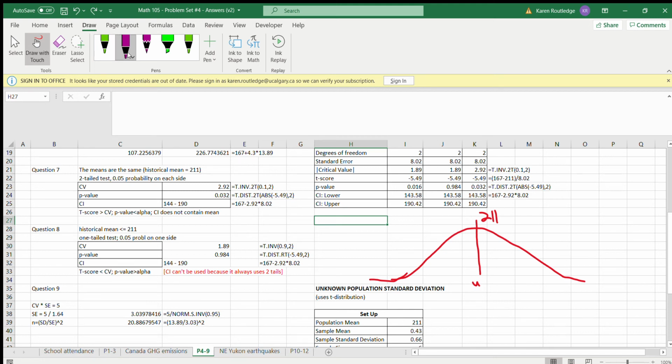Now that we've taken those interludes, let's go look at question number 7. Problem set number 4, question number 7. Here we're asking whether or not the long-term historical mean is equal to 211. So this kind of question requires a hypothesis test to answer.